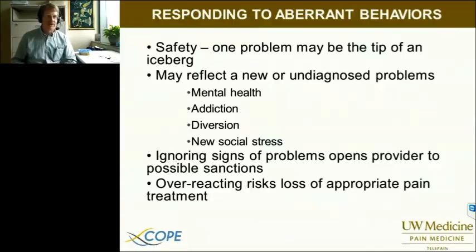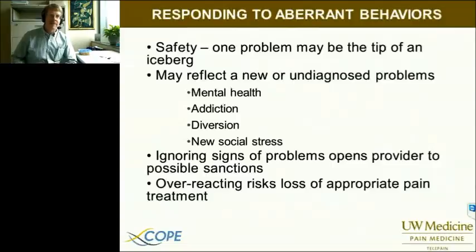The aberrant behaviors may not reflect an addiction at all. It may be a mental health problem. Depression is really common when people have aberrant behaviors. Diversion is another issue, and of course that's one that can be difficult to discern, but it is a possible cause of aberrant behavior. And then new social stress, I just see it a lot of the time when people have problems with their medical care and sticking with it. New social stresses: they moved, they broke up with somebody, they lost their job. And these are things that are important to identify.